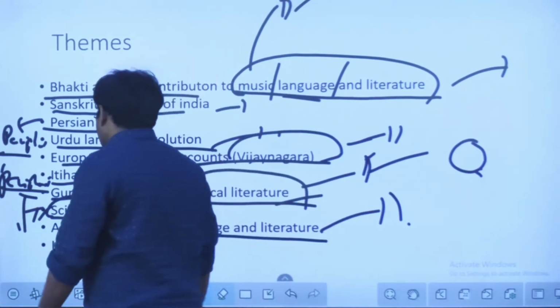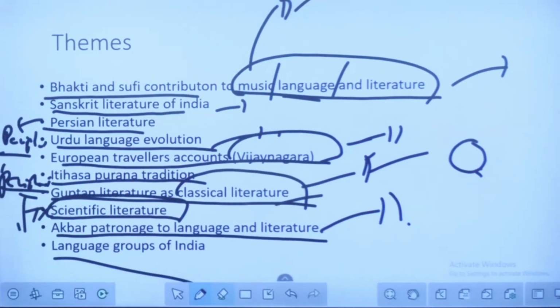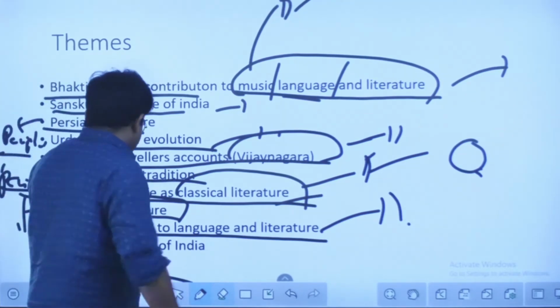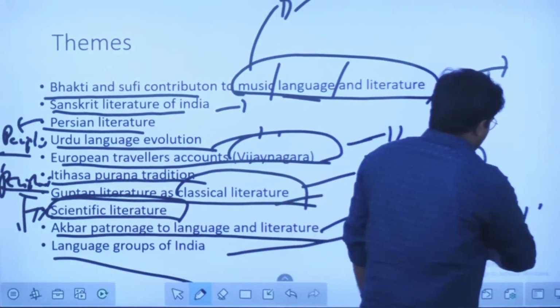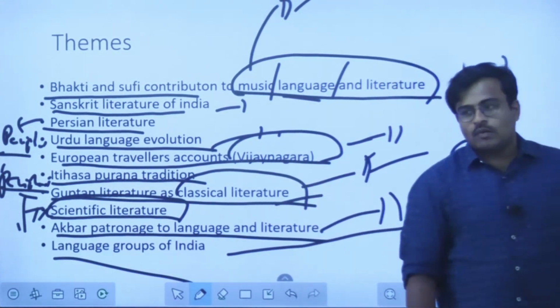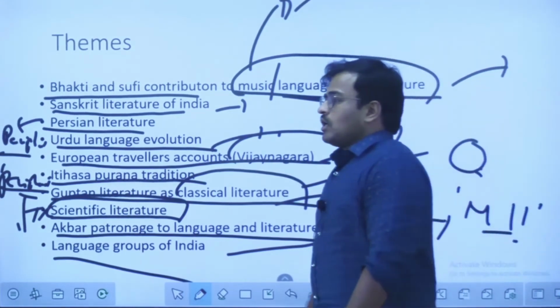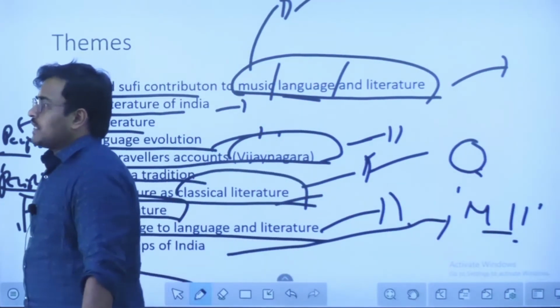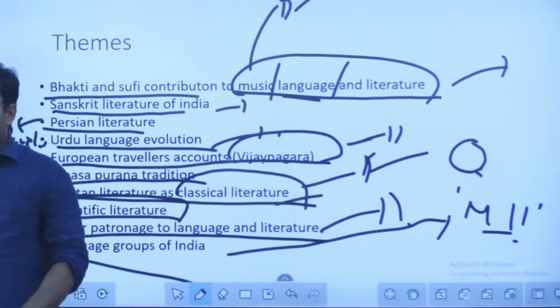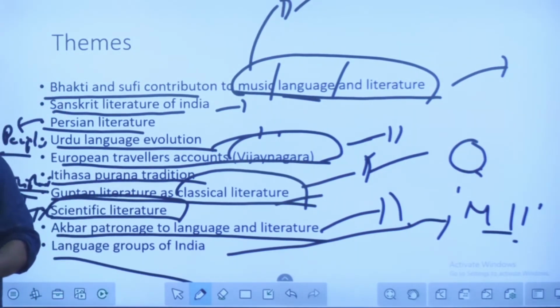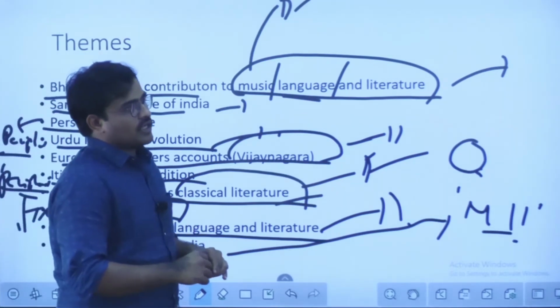Then the final one is the language groups of India. This can be asked as a question as an interface between society and history too. For this question there is an M11 article. Please do read it. I'll share the link also. What are the language groups which are present in India? How are they distributed? Because this language group distribution sometimes shows cultural affinity too. There are some broad-based themes here which are very important.